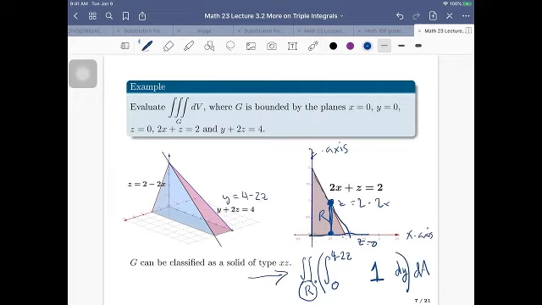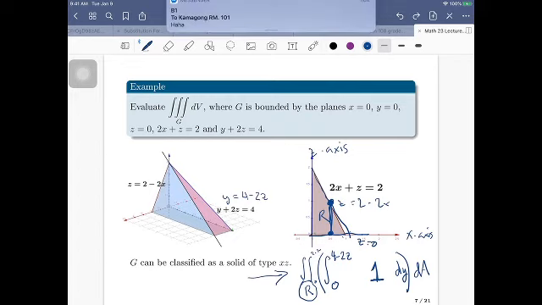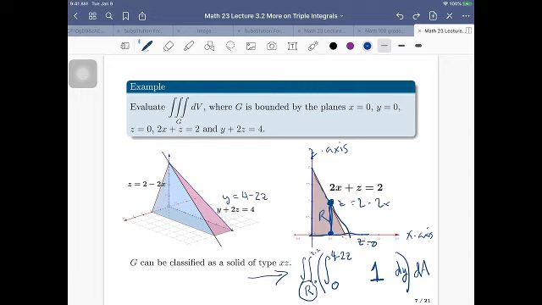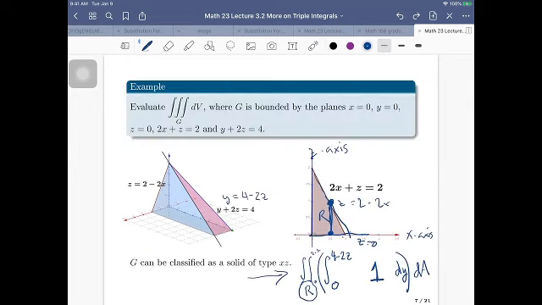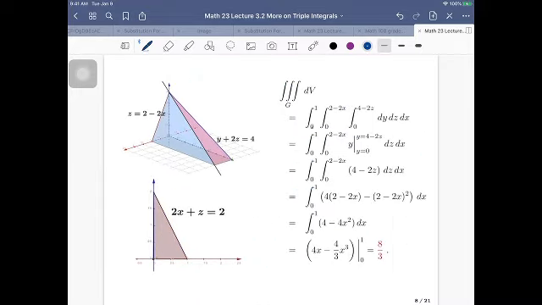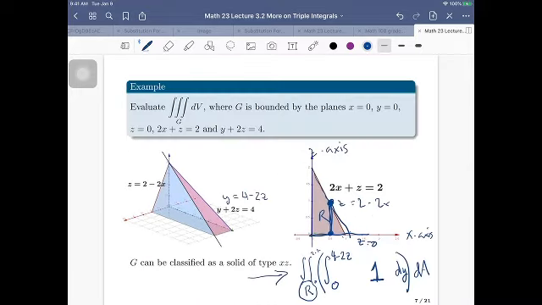Oh, no, why is it 4 minus 2z here? So, sorry, no, this is 2 minus 2x here, but it's still r. Okay. So here you have 0 to 2 minus 2x, reflecting the bottom and top functions, and then 0 to 1 reflecting the range of x.